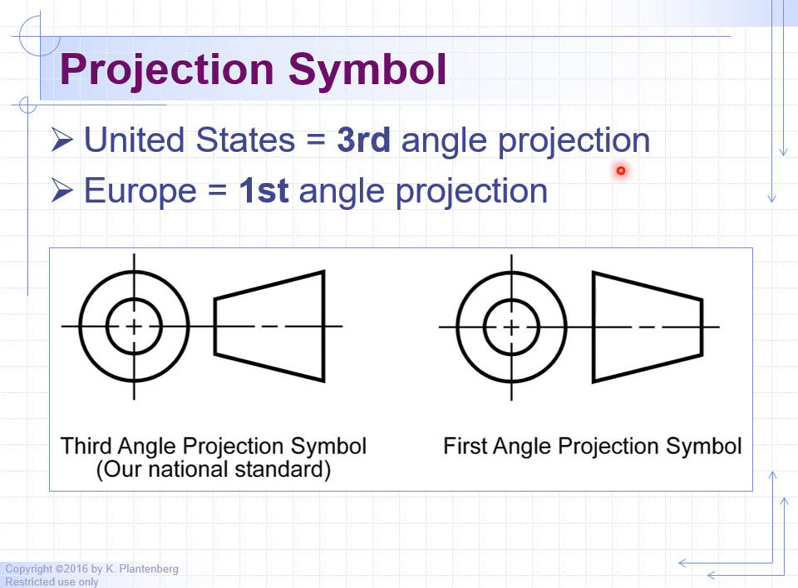But if you go out and work in industry, sooner or later you probably will run into European drawings or work with a European company, and this first angle projection issue will come up. So how does that actually affect our drawings?